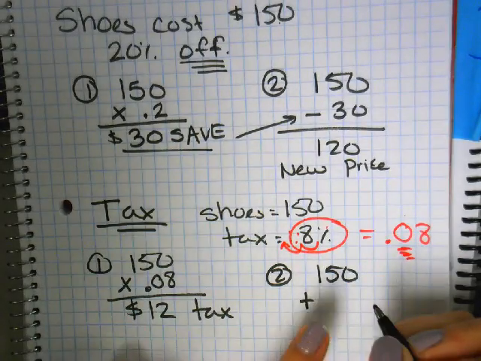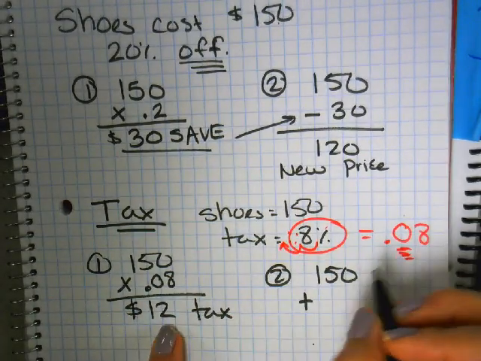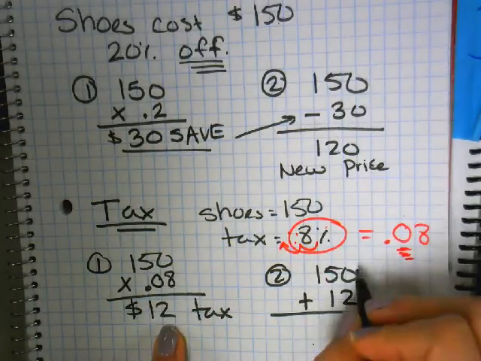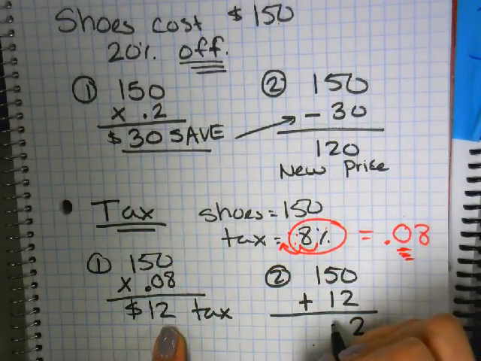We're going to be adding our tax. So whatever our answer is here, we're going to add it here. That's what you're going to be doing on the test on Friday.